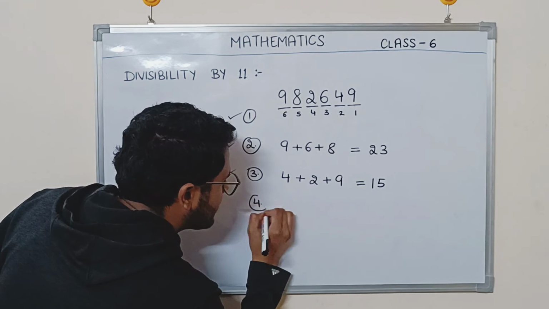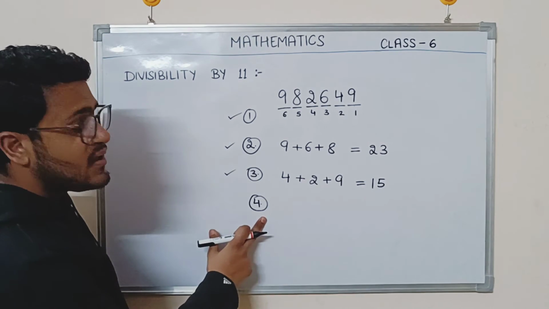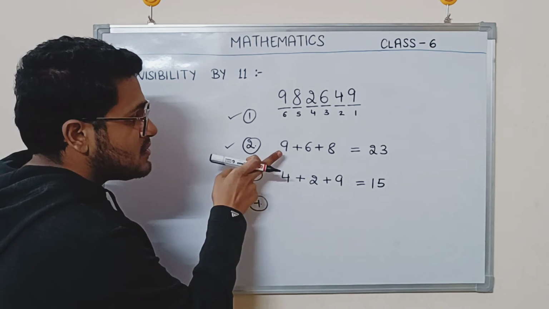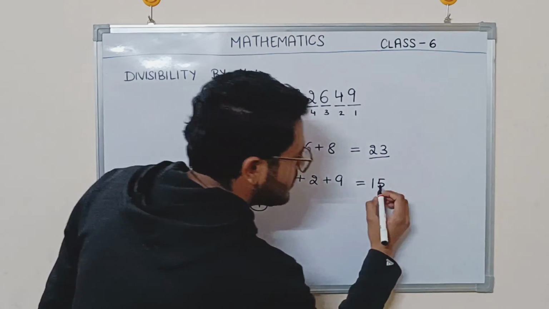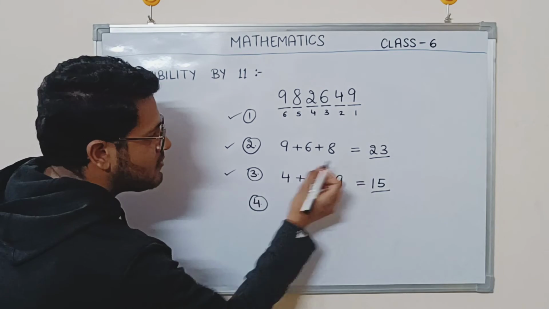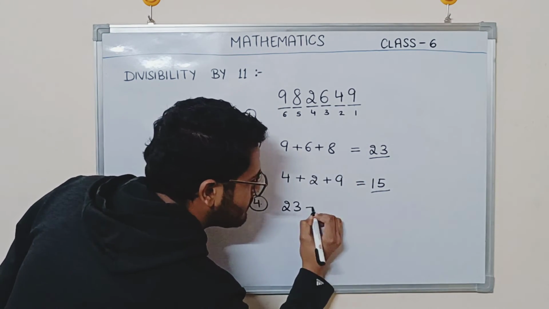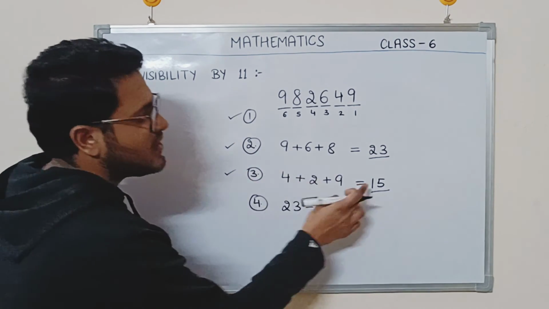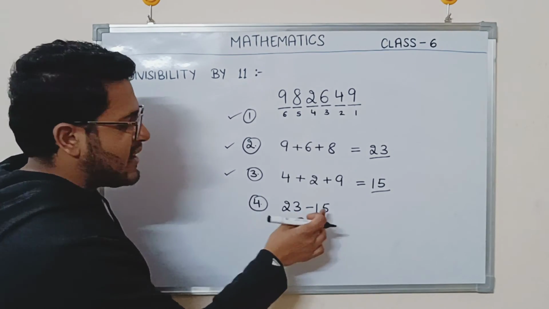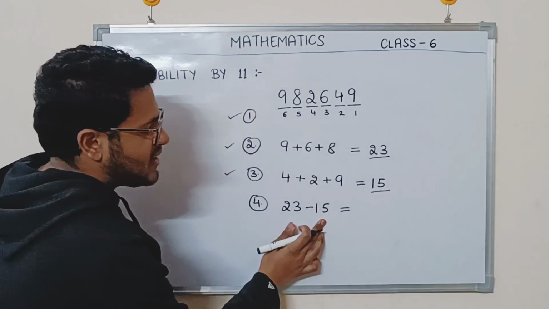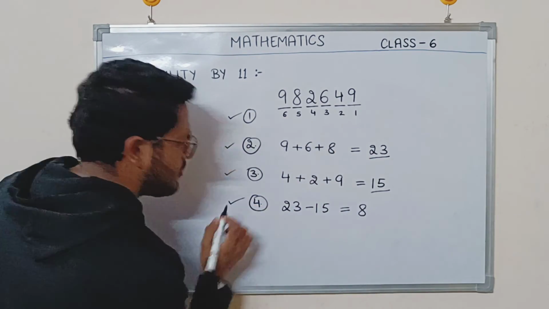Let's come to the final step, step number 4. Step number 4 says we will subtract the numbers that we got in step number 2 and step number 3. At step number 2 we got 23, minus, at step number 3 we got 15. We will do 23 minus 15, which comes out as 8. Step number 4 is also done.